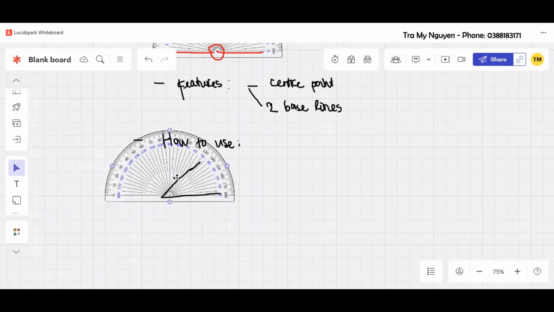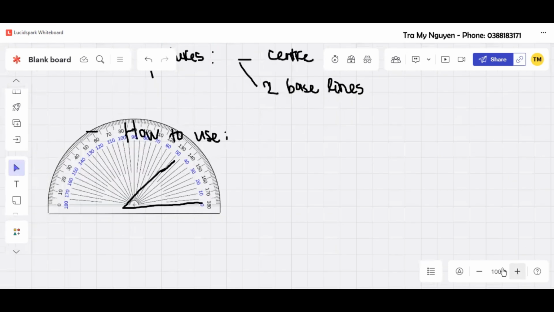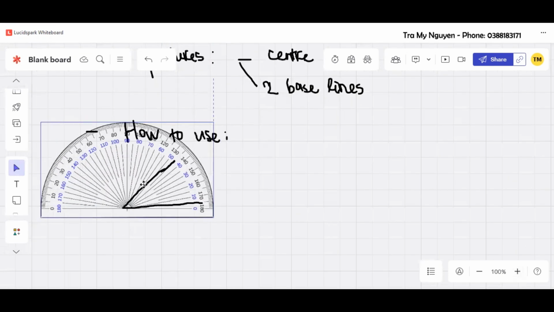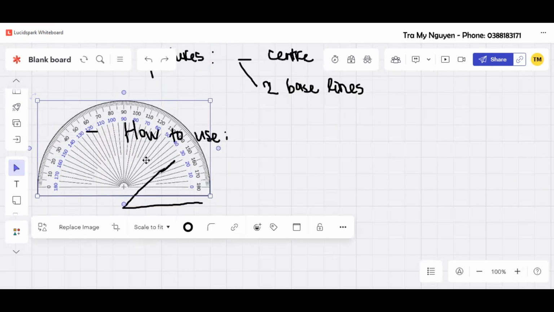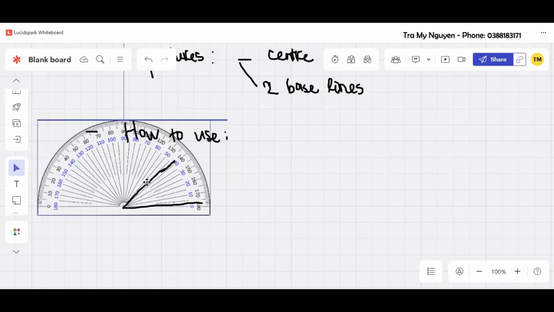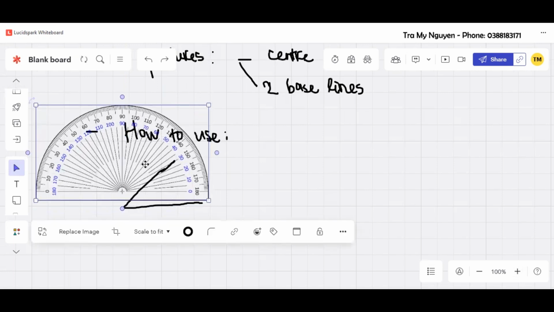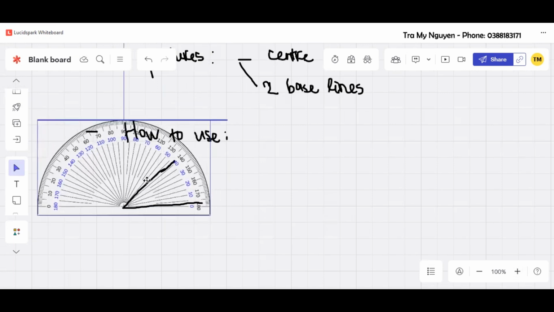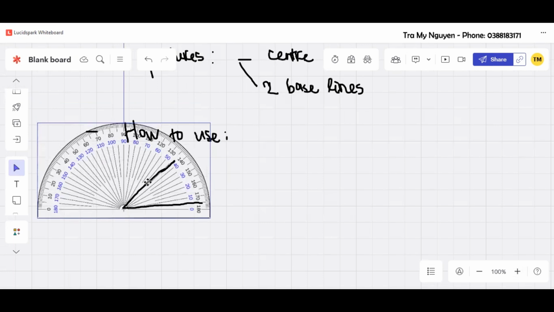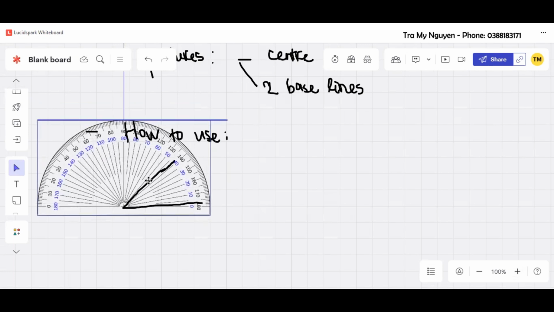All right. So firstly, I will zoom in. Firstly, you have to put the protractor so that the central point of the protractor here coincides with the vertex of the angle, like this.